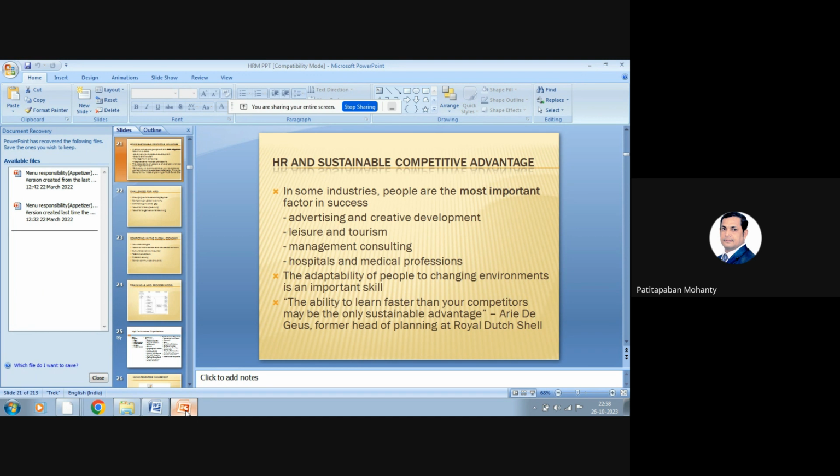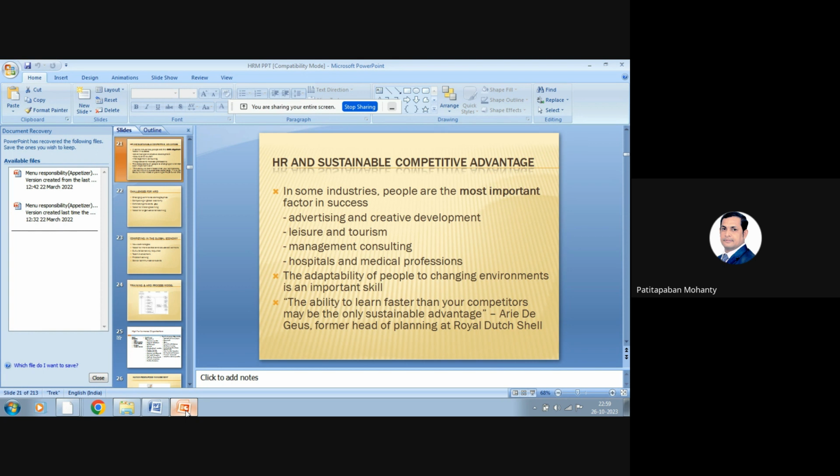The next is the adaptability of people to changing environments is an important skill. I have told you, the traditional environment and the 21st century's environment have a huge gap. So in the 21st century, HR is always looking for a sustainability concept. So how can this sustainability be achieved? It can be achieved through the adaptability of the people. Because people are all your asset. If your people adapt to the changes, the new product, new process, or new material, definitely it will be an important skill, and it will create a sustainable competitive advantage.